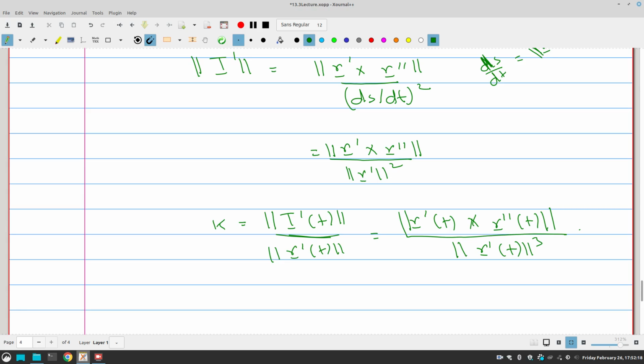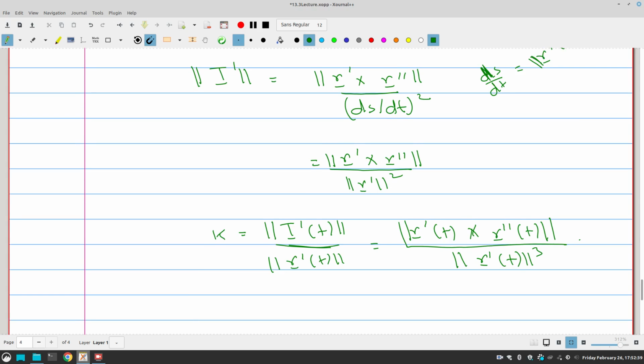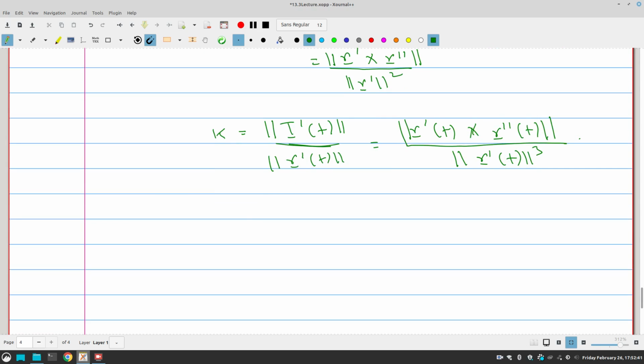So example 4 asks you to find the curvature of the twisted cubic r of t equals t, t squared, t cubed, at a general point and at 1, 0, 0. So to find the curvature, we're given a curve, r of t, and we need to find r prime of t.